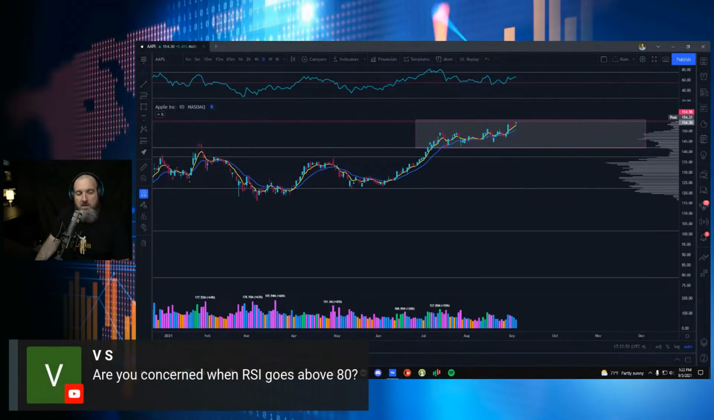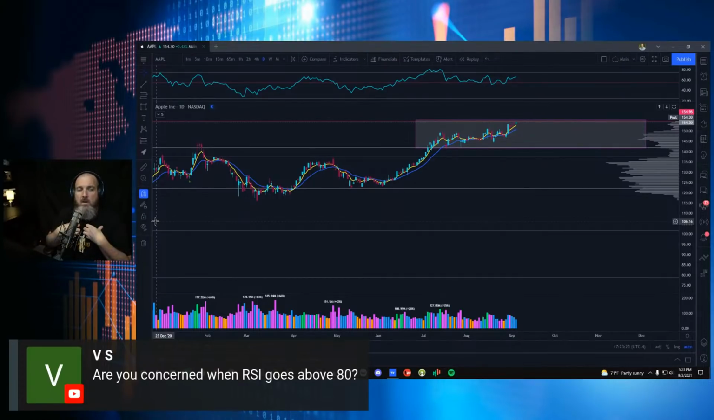Are you concerned when the RSI goes above 80? So that's the thing. We could pull up some tickers and work through them, and you could see stocks that are at like 91, 92 on the RSI, and they're still cooking. Now, at that point, are you entering a position? I don't think you should. When it's clearly that high of an uptrend, and the RSI is confirming that it's over 90, I don't think you should enter.